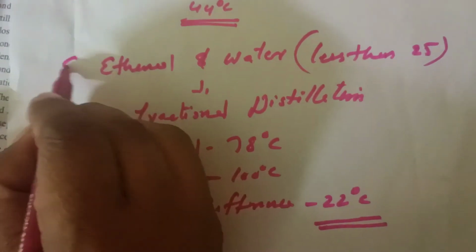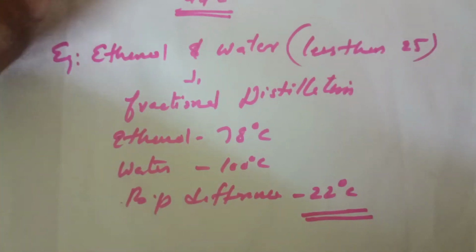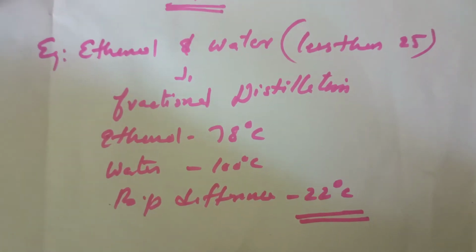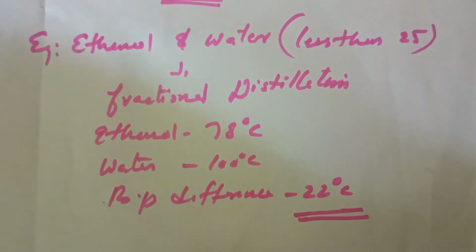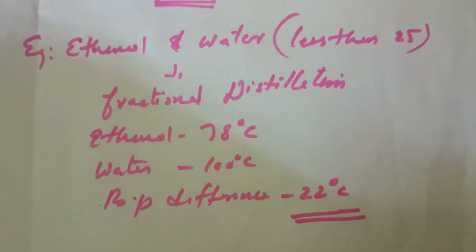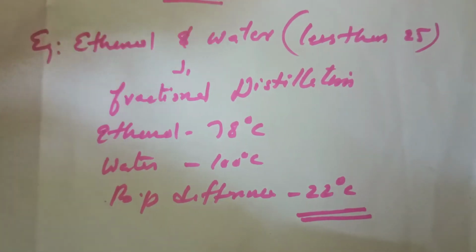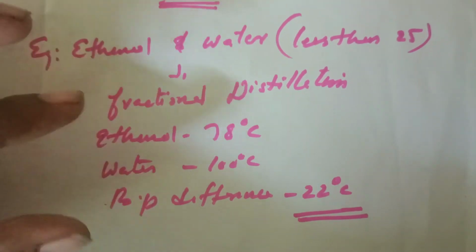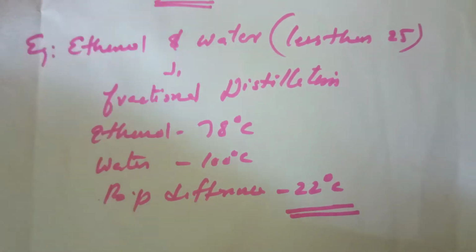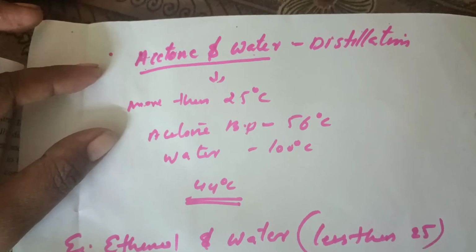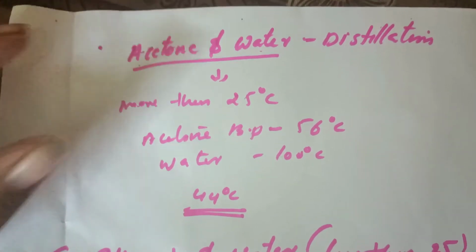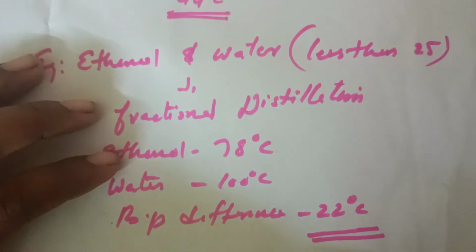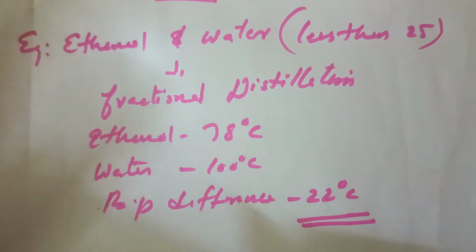Fractional distillation. Okay. So for distillation, the boiling point difference of two miscible liquids is more than 25. For fractional distillation, the boiling point difference of two miscible liquids is less than 25. Here we can tell one example: acetone and water we can separate using the distillation method, and ethanol and water we can separate by fractional distillation.